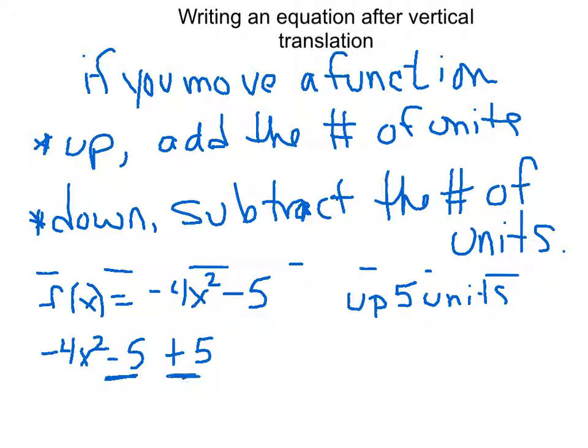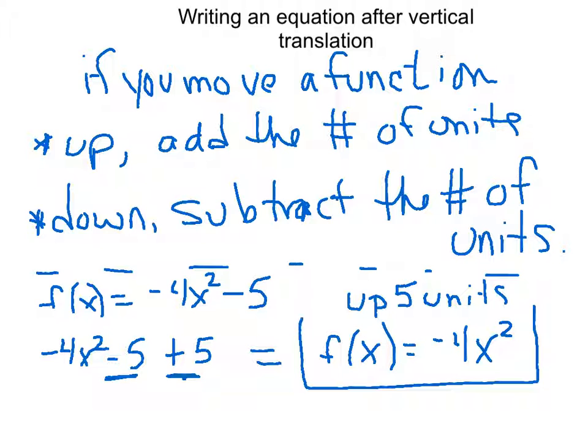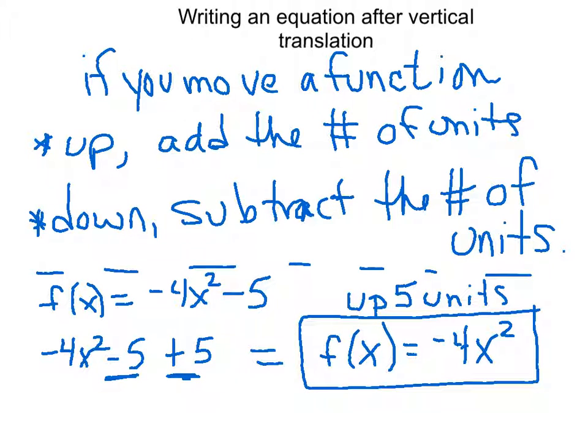Here we have negative 5 plus 5, which actually goes to 0. So the resulting function is f of x equals negative 4x squared, and you're just done. So it's slid up 5 units from the original equation, and that's where we end up at. Let's try another one.